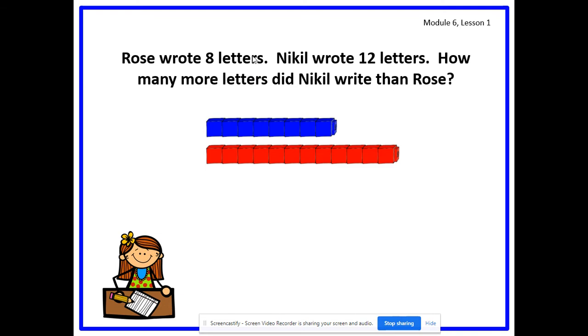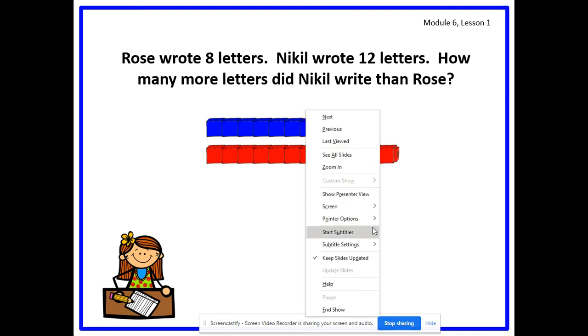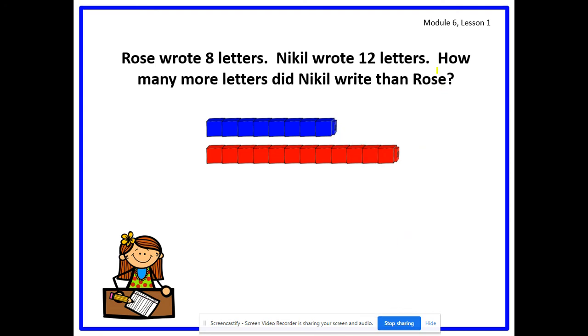Ooh, I hear a keyword. And our keyword here is how many more. How many more means we're going to compare. And if we compare, we subtract. What do we do when we compare? Get ready. Yes, we subtract, because that is our big keyword. So we're going to compare the number of letters that Rose wrote and the number of letters that Nickel wrote.